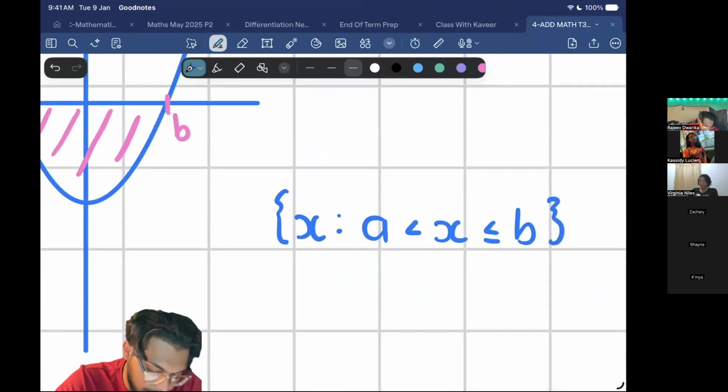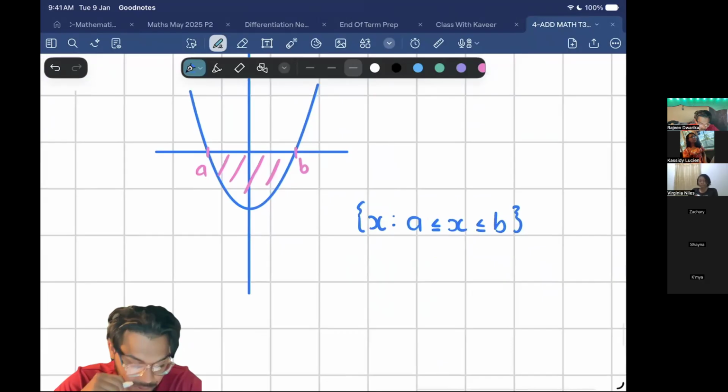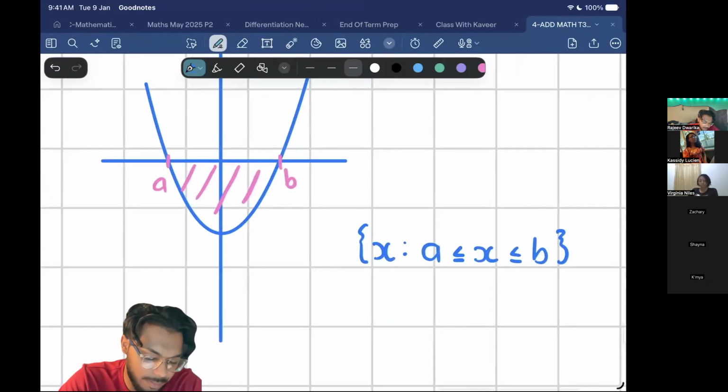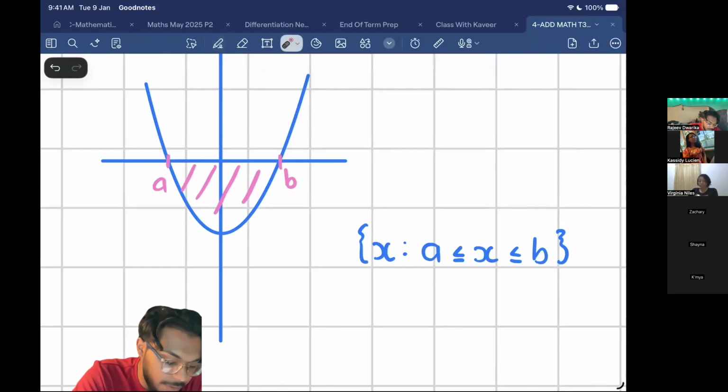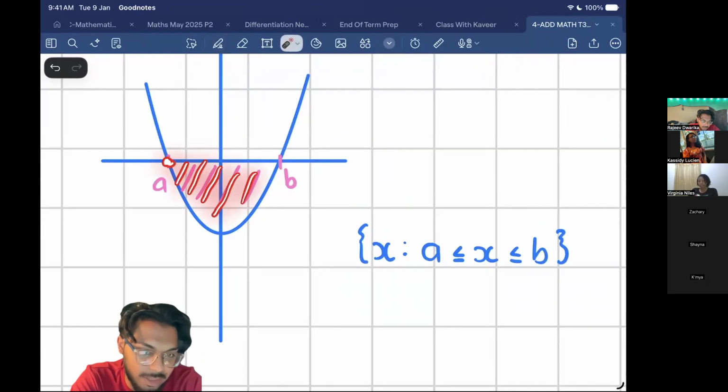A large population of you are probably confused by this notation, probably saying that doesn't make any sense. It actually makes a lot of sense. Let me explain. If you shade values over here, would they be more than A or less than A? Somebody tell me.